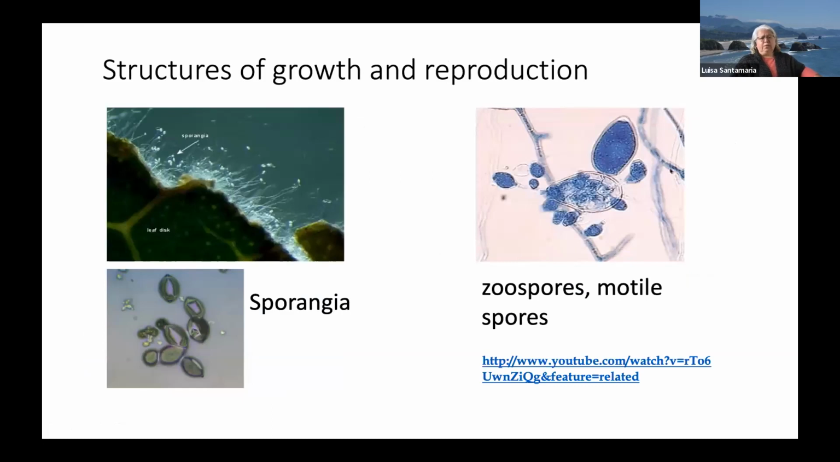Now, with Phytophthora, we have different reproductive structures. The vegetative reproduction is by sporangia, as we can see here in the graphic on the left. These are little structures that contain a lot of little particles called zoospores. These zoospores are inside of the sporangia, and they are called zoospores because they are motile. They move in the water.